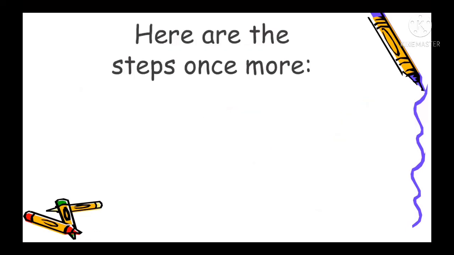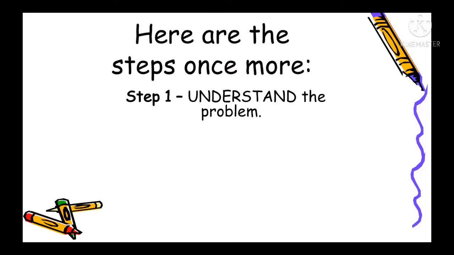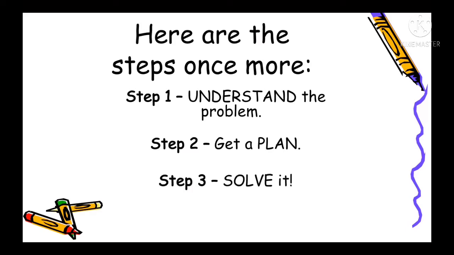Here are the steps once more. Step 1, we need to understand the problem. That is, we need to find out the given and the question, right? Step 2, get a plan. We need to see clue words, right? Clue words in addition or subtraction. Step 3, we will now solve it. In solving, we will only get the number.